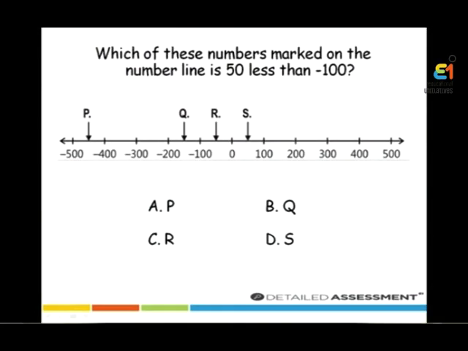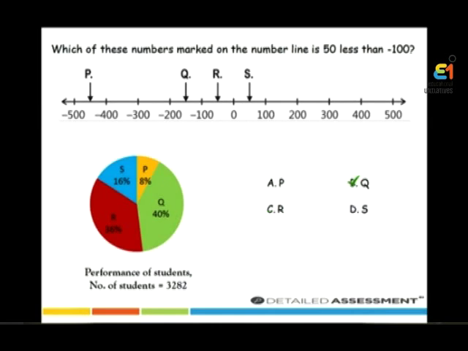The following question was asked to students of class 6 in a detailed assessment test. The question reads, which of these numbers marked on the number line is 50 less than -100? Do you know the correct answer? To be able to answer this question correctly, the student requires an understanding of negative integers. Students who chose option B correctly understood that the number 50 less than -100 is -150.